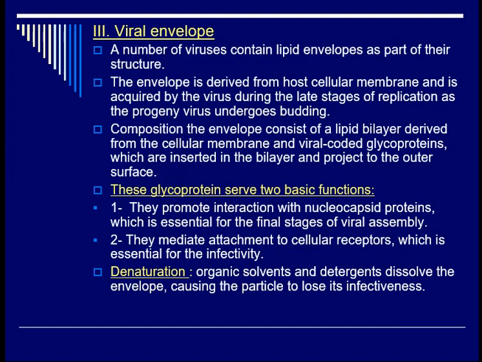Now the third chemical component of the viruses is the viral envelope. A number of viruses contain lipid envelopes as part of their structure. The envelope of the virus is derived from the host cellular membrane, and it is acquired by the virus during the last stage of viral replication, as the progeny virus undergoes budding from the infected host cell. The envelope consists of a lipid bilayer derived from the phospholipid cellular membrane of the infected host cell. This lipid bilayer is decorated by virally coded glycoproteins, which are inserted in the lipid bilayer and projected to the outer surface.